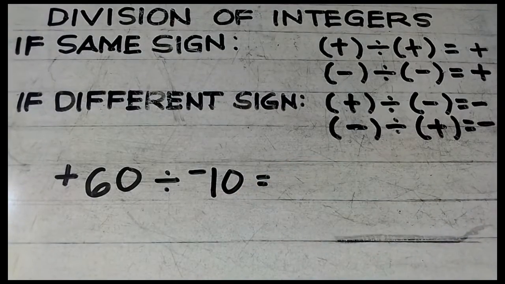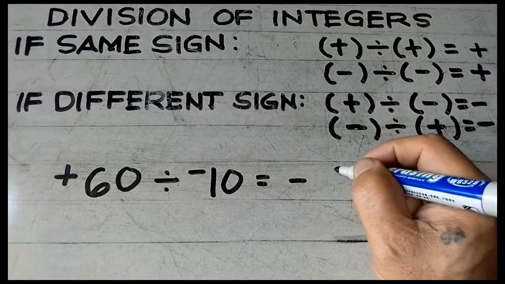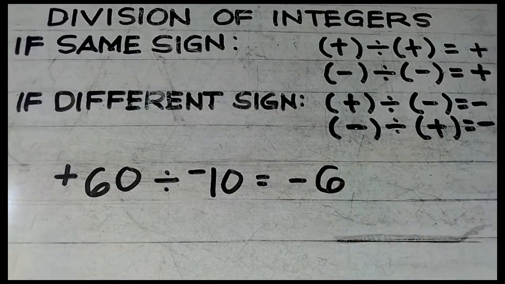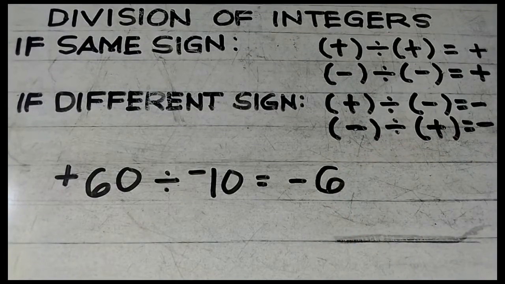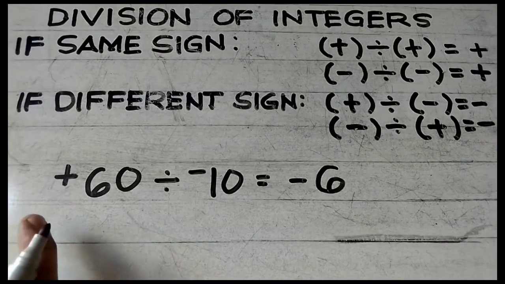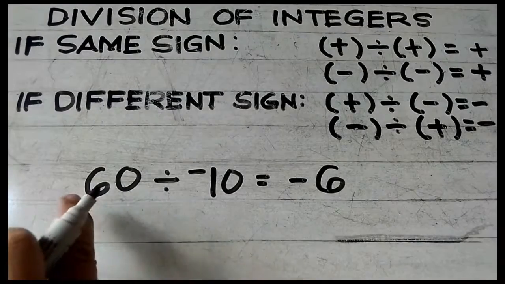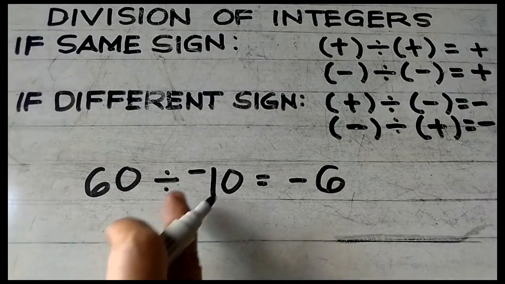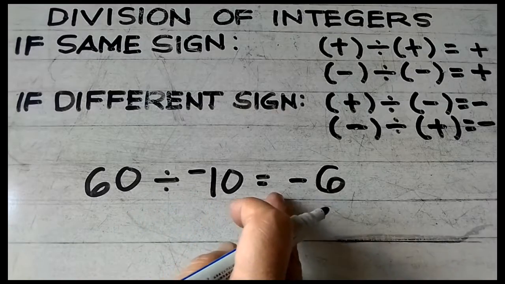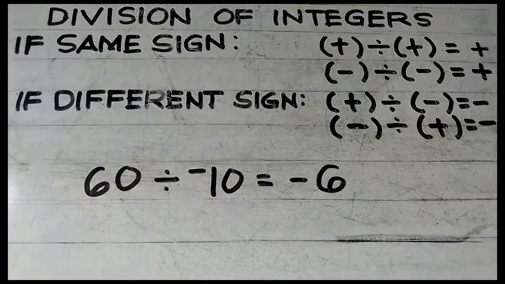And that would be negative 6. Okay. So, pwede mo hindi lagyan ng positive ito. Understood na positive 60 na ito divided by negative 10 is equal to negative 6.